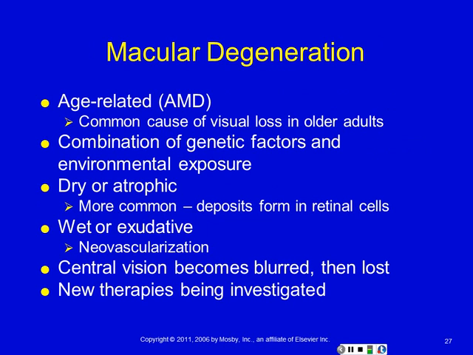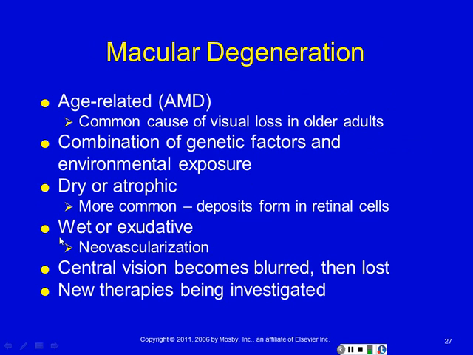Now this one's bad, macular degeneration. The most common cause is age-related, so it's called AMD. It's a common cause of visual loss in older adults. We don't really know what causes it, but there are genetic factors and environmental factors.